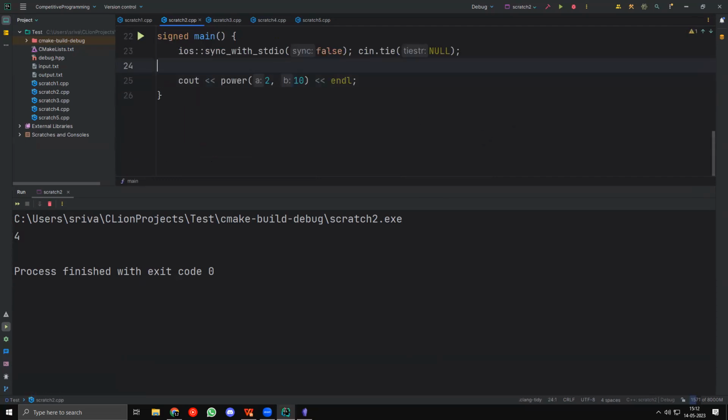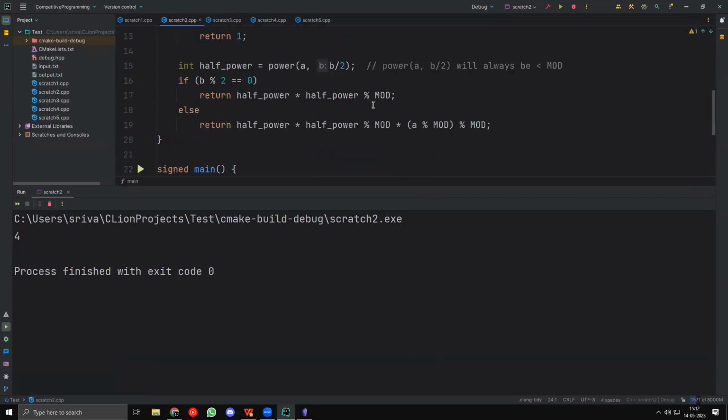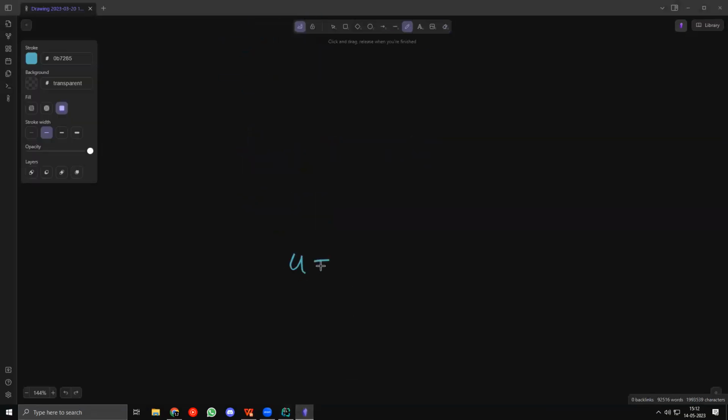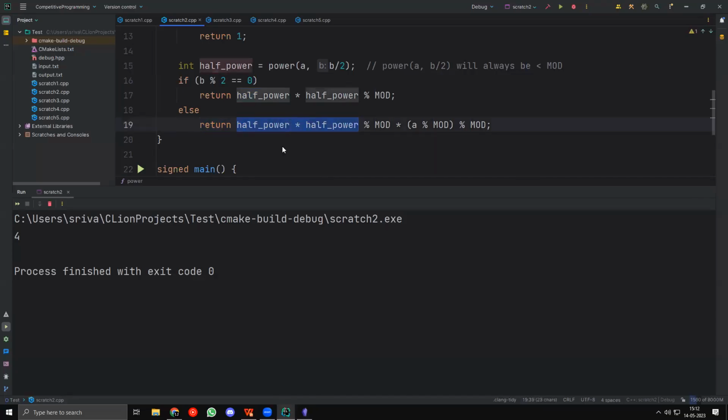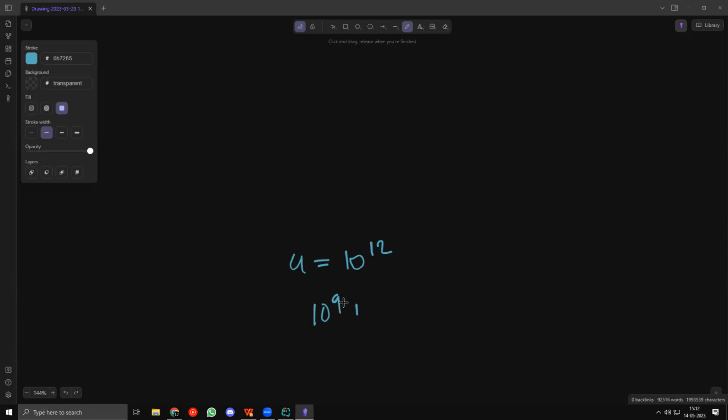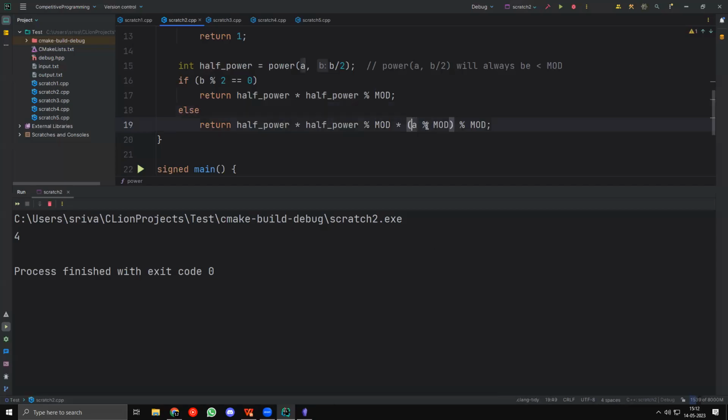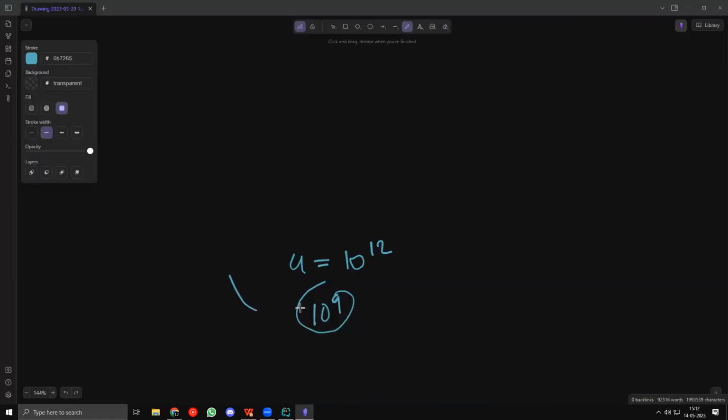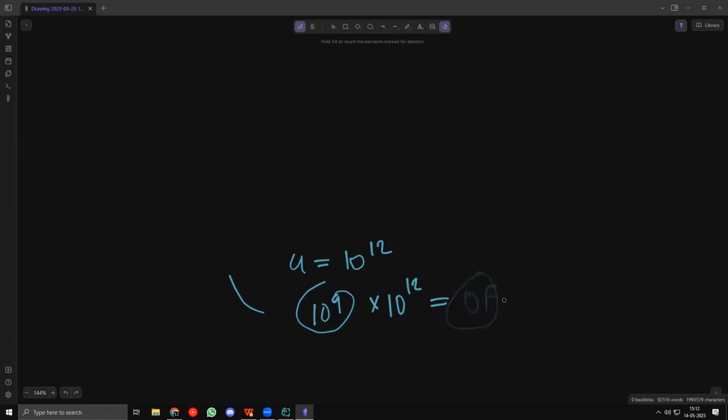Why were we using A modulo mod? We were using it so that if A is greater than 10 to the power of 9 plus 7, let's say A is equal to 10 to the power of 12, then I'm taking mod here, right? Half power into half power modulo mod. So this part over here can be at most 10 to the power of 9 plus 7, so approximately 10 to the power of 9. But if I multiply by A without taking modulo of A, then we'll get 10 to the power of 9 into 10 to the power of 12, which will overflow. Since this overflows, I can't use this.